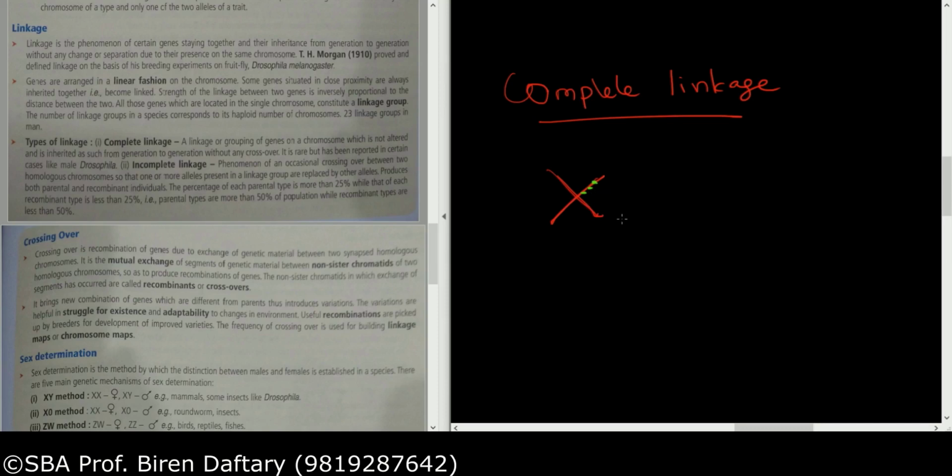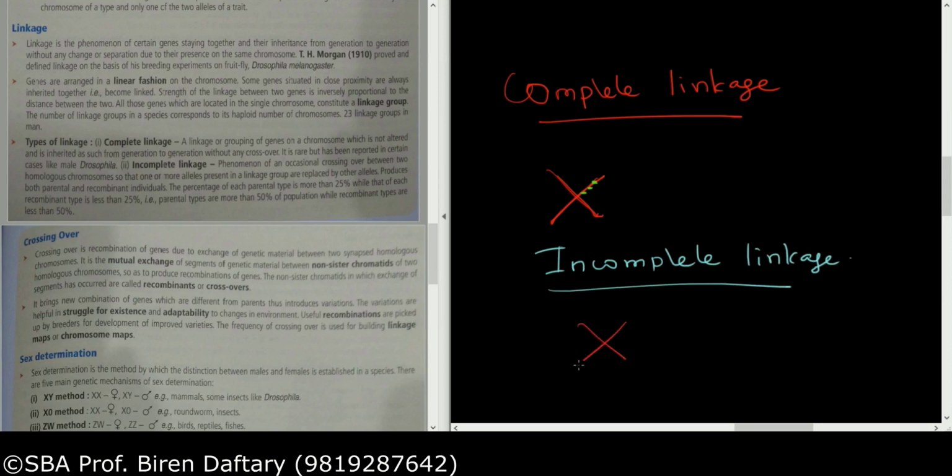Whereas in incomplete linkage, some of the genes undergo crossing over during meiosis. Again, this is the chromosome, and initially if there were 3 genes present, then after crossing over, say only 1 gene remains, the 2 have crossed over. So if crossing over occurs and all the genes are not linked together, it is called incomplete linkage. Depending on which type of chromosome this occurs in, linkage is classified into autosomal and sex linked.